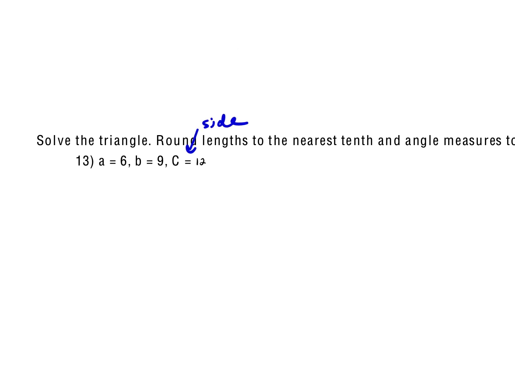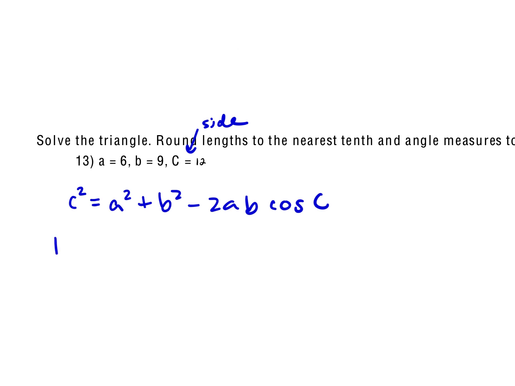Again, we're using law of cosines because we don't have a pair. But we always want to start with the biggest angle first. What's our largest angle? Oh wait, so that's supposed to be a lowercase c? Yeah, that's supposed to be lowercase. So we want to find c first. So I'm going to start with the formula c squared is equal to a squared plus b squared minus 2ab times cosine of c. Make sure you know these formulas for tomorrow.